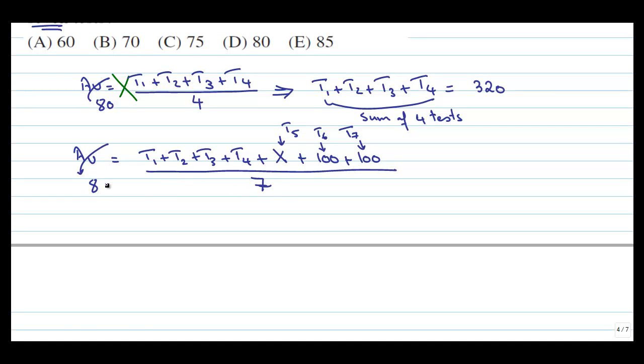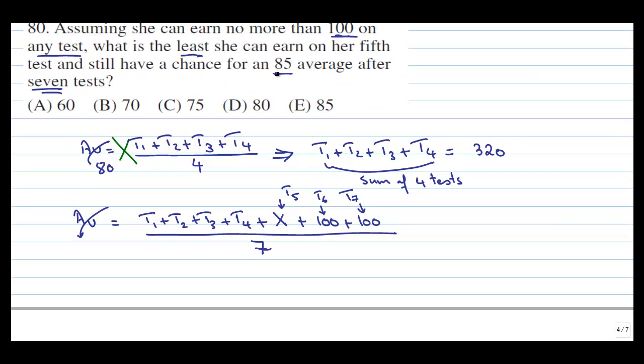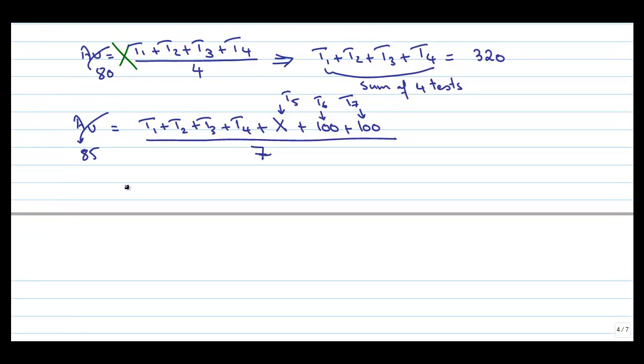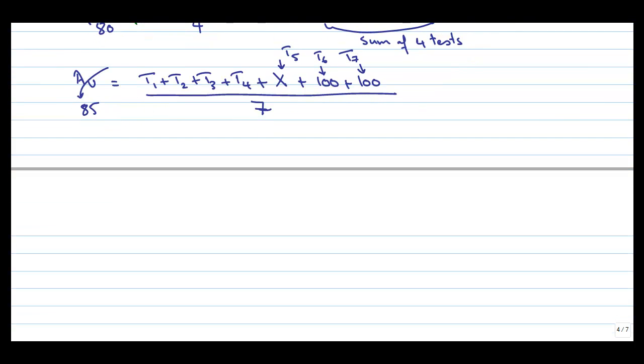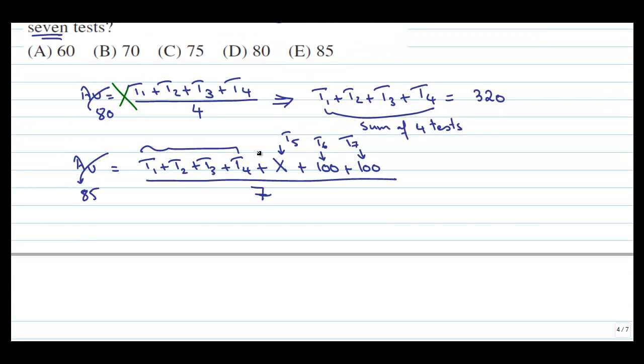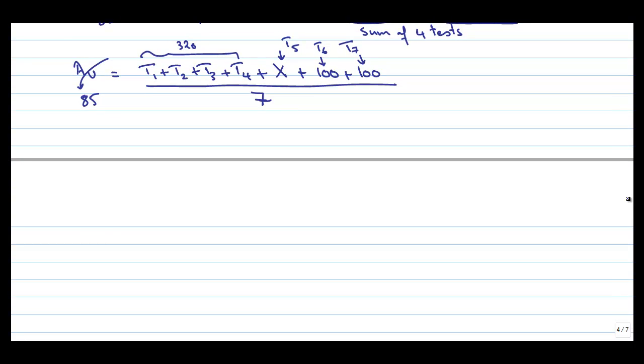Here the average is different, as you can see from the question. It's not 80, it's 85. She wants to get 85. Now remember we want the value of X. What about T1, T2, T3, T4? The sum, yes, we have this from before if you remember. You can see the sum of the 4 tests is 320. That's getting simple, it's more simple now.